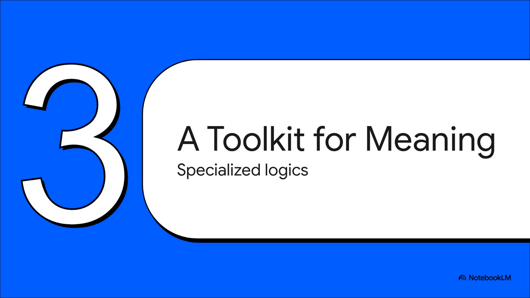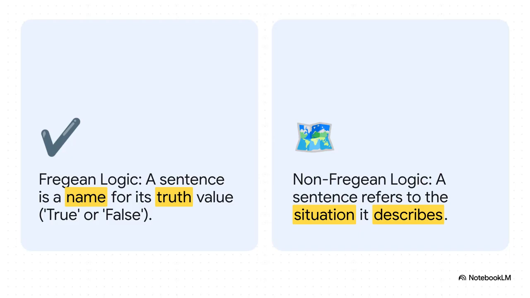They could start building this whole new toolkit of specialized logics, each one designed to tackle a different, tricky piece of the language puzzle. One of the most important tools in this kit is something called non-Fregean logic. Now, for ages, classical logic, based on the philosopher Frege's work, basically said a sentence is just a label for true or false. That's it. Non-Fregean logic comes along and says, no way. It argues that a sentence refers to something way richer, the actual meaning the situation is describing.